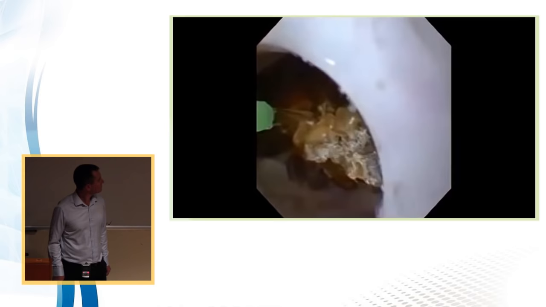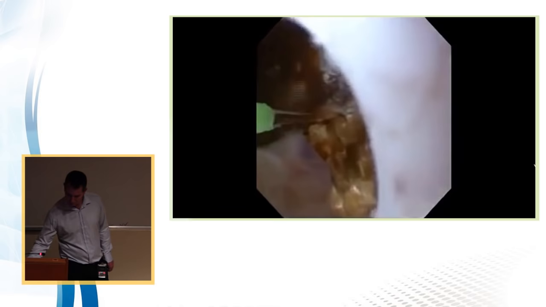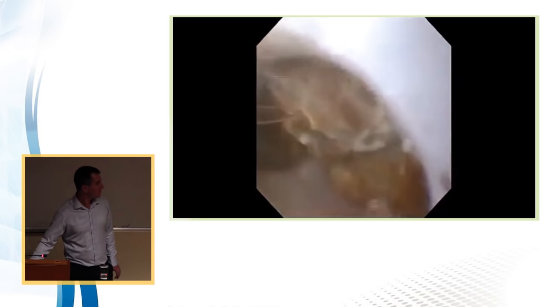And eventually, as the stone continues to break up like this, you just sit the fiber in the middle of the calyx and let it bounce around. It's a contact laser, so you know you won't damage the renal parenchyma unless you come in contact with it. The depth of penetration of tissue with the Holmium laser is really less than a millimeter. You really have to put the fiber on the tissue and laser into it.